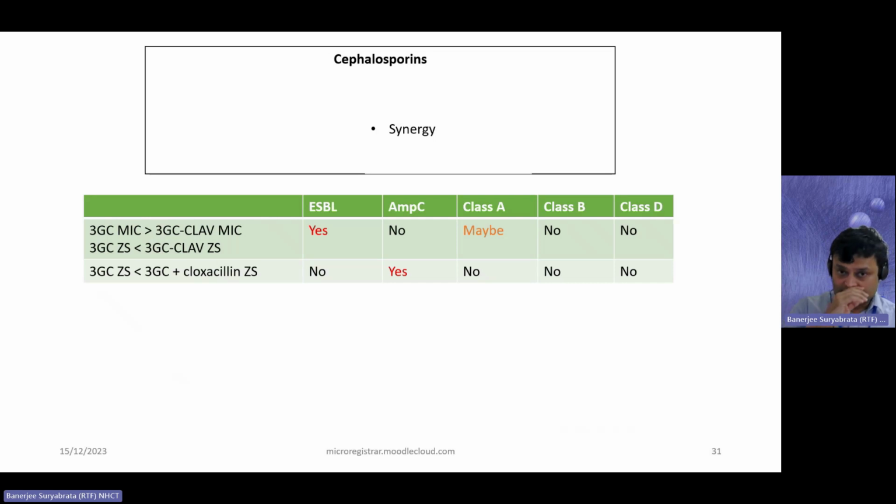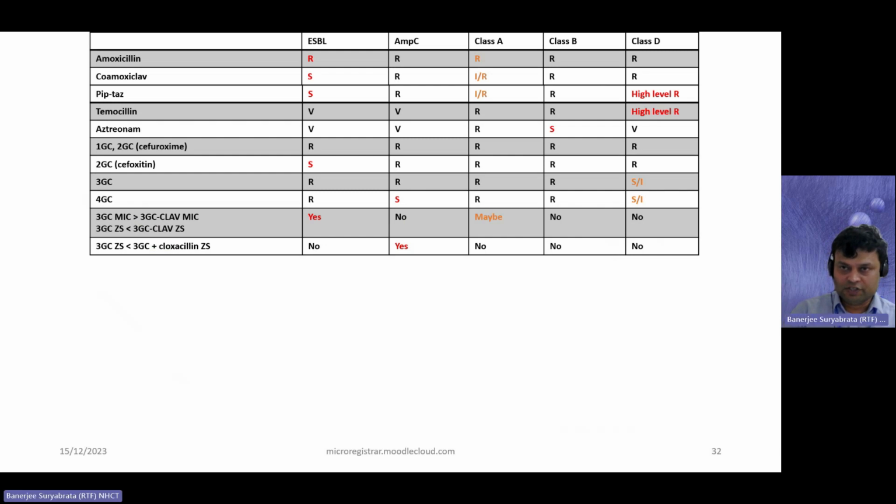So this is the pattern, and also you remember that cloxacillin is the inhibitor of MC. So if you see similar synergy, which you have seen with clavulanic acid, with cloxacillin, then you should think about MC. And also, if you remember, clavulanic acid may have some effect on class A. So if you see this effect, you might need to think it could be class A as well, but you need to corroborate with other findings. So we'll put it in there.